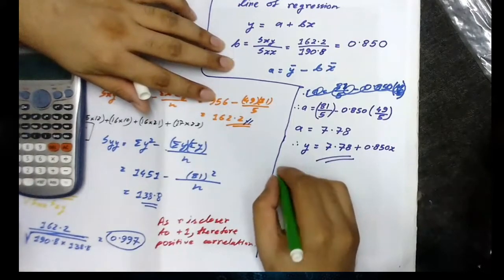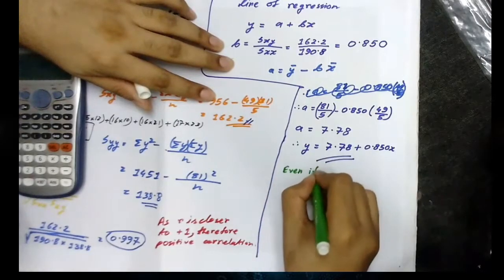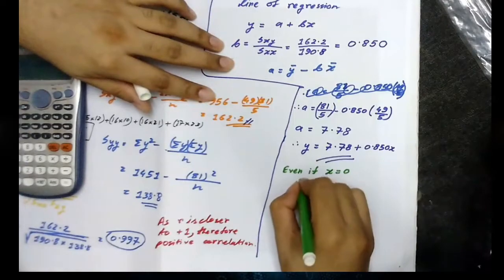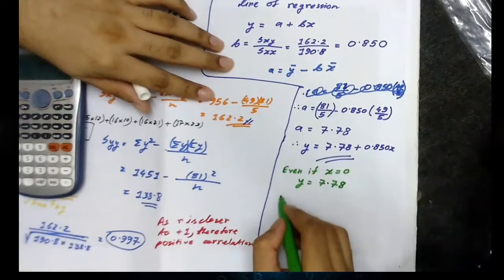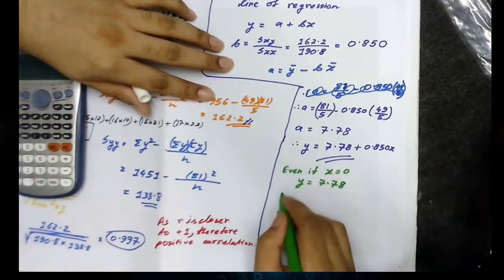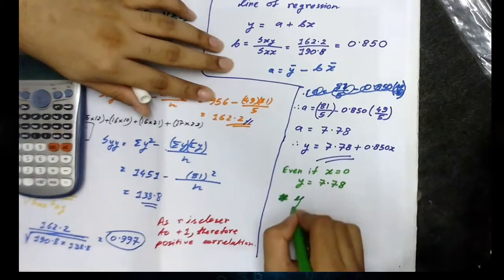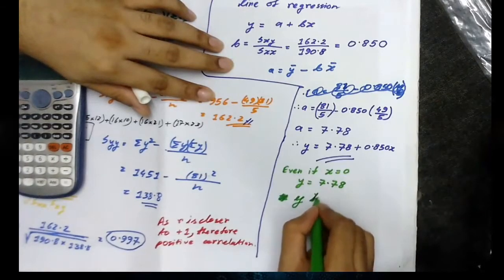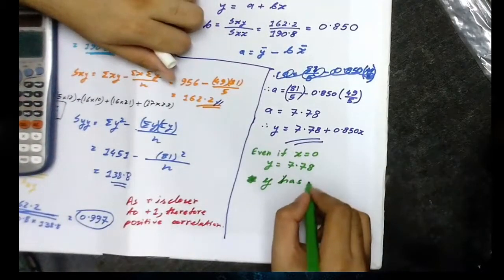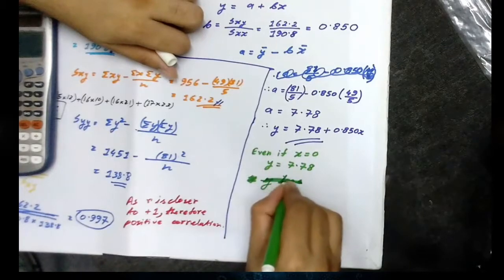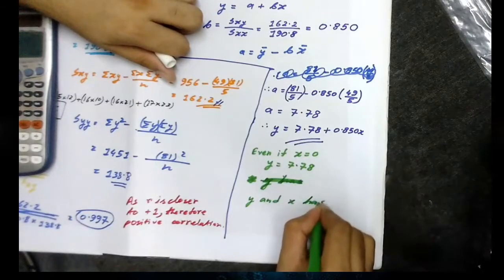I'll show you one more thing, that is, they often ask us this question, that if x is 0, then what will be the value of y? So even if x is 0, the value of y will be equal to a. Whatever the value of a is, that will always be there with y. This question is very uncommon, but they often ask about the relationship between x and y. So there we are going to write that y and x have a direct relationship.